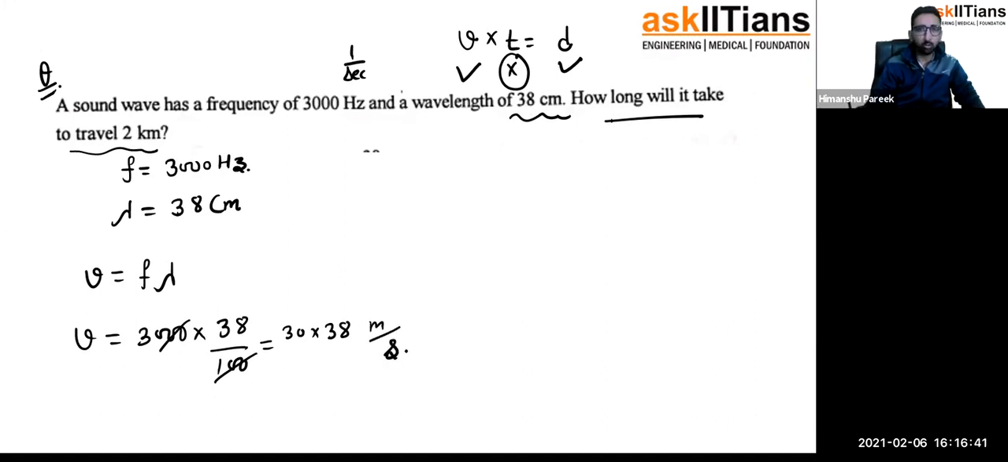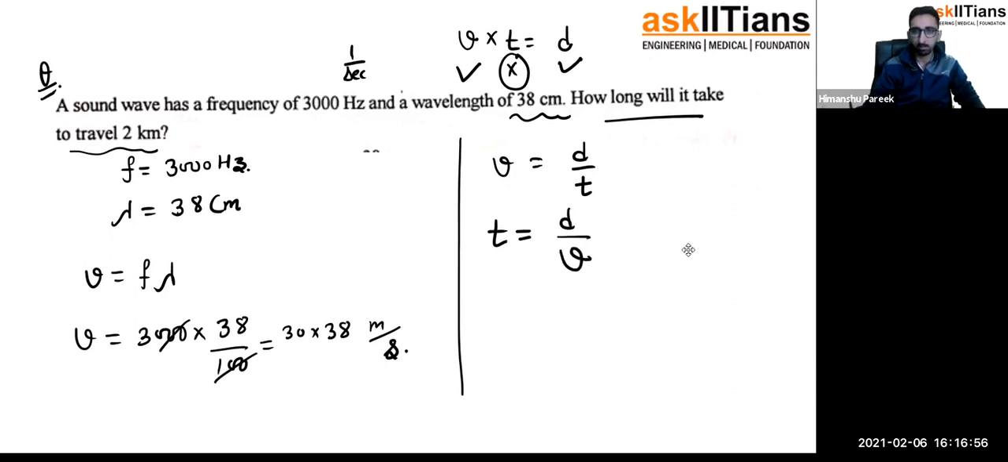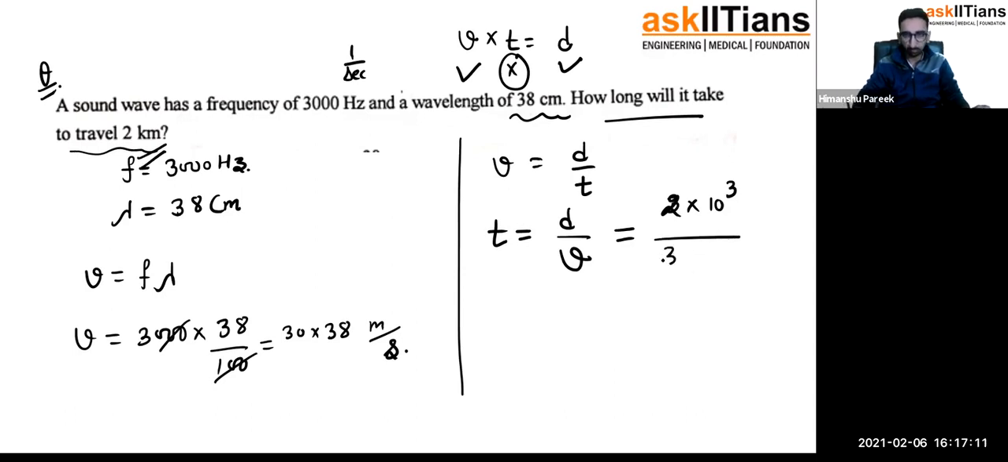Now let us go to how long will it take to travel 2 kilometers. Let's have a look. So time taken. Speed is equal to distance over time. So time we have to calculate, that is nothing but equal to distance over speed. Now how much is the distance we need to cover? 2 kilometers. So 2 multiplied by 10 to power 3. Why did I multiply with 10 to power 3? Think about it. Because it was in kilometers. And speed is how much? 30 multiplied by 38. So you'll get the answer in seconds. Okay, is anything getting cancelled out? Yeah, so 10 will get cancelled out.